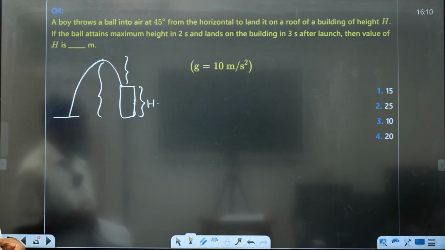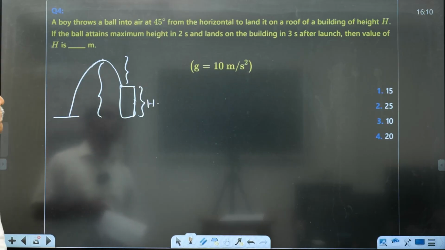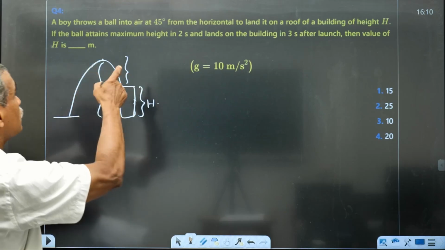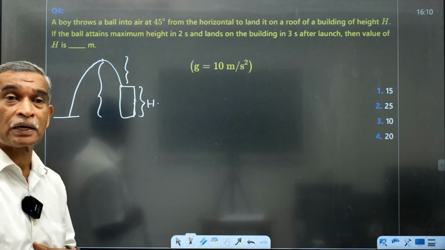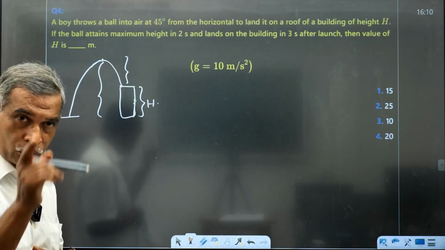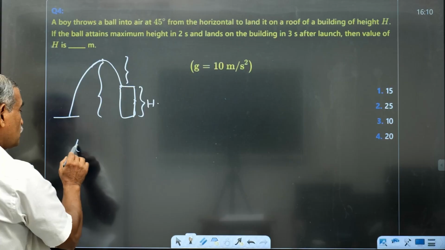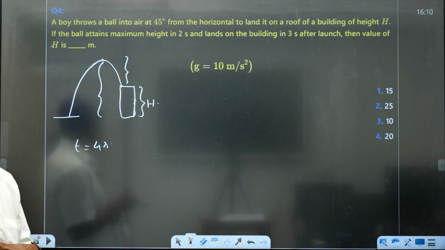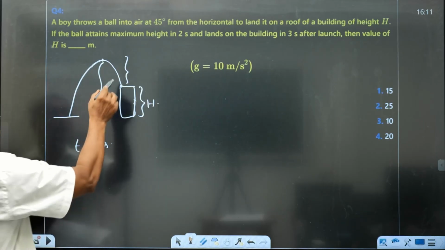What is this? We are given the time taken by the body to reach the maximum height. It is given as 2 seconds. Then it is symmetric, and therefore what is the total time of flight of this body? 2 seconds to reach the highest point, 2 seconds to return back, so 4 seconds. The time of flight is equal to 4 seconds. If the time of flight is given, you can calculate the vertical height reached by the projectile.